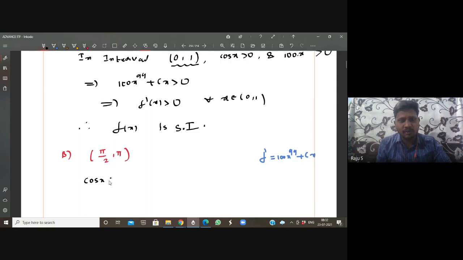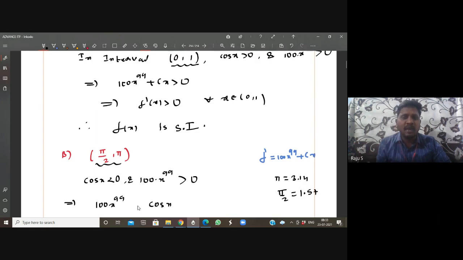So cos x is clearly lesser than 0. What about 100 into x to the power of 99? Lesser than 0 or greater than 0? Greater than 0. It is greater than 0 because you can change pi to a numerical value. Pi value is 3.14, so pi by 2 value is 1.57. Is it clear? You can substitute in place of x from 1.57 to 3.14, it will be greater than 0 always. And also, what about this 100 x power 99 and cos x, which is having the highest value?